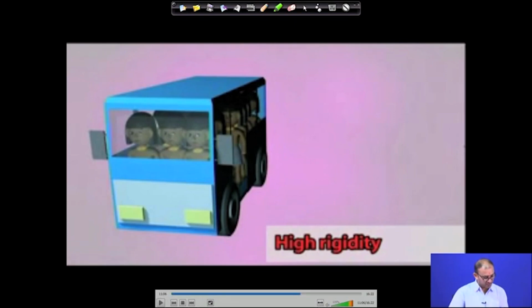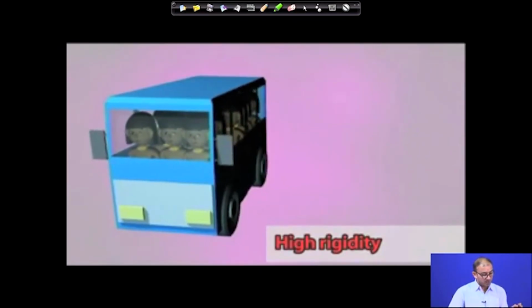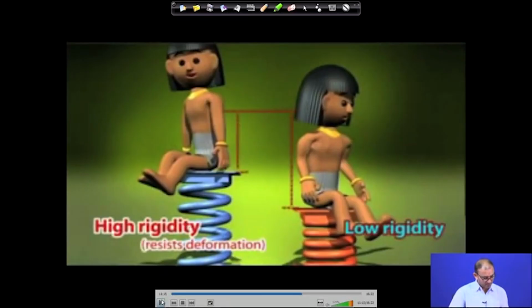Now, consider that the bus is completely full, which means it has a little bit higher rigidity, it is not deflecting or deforming under the application of external load. Now the same person is coming with a speed, and you can see that it is not moving too much compared to the earlier case.